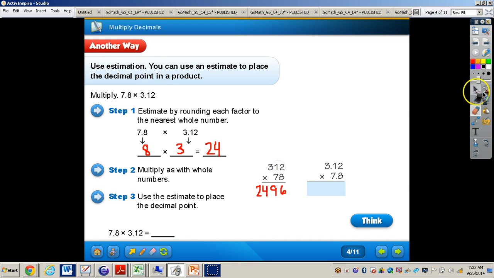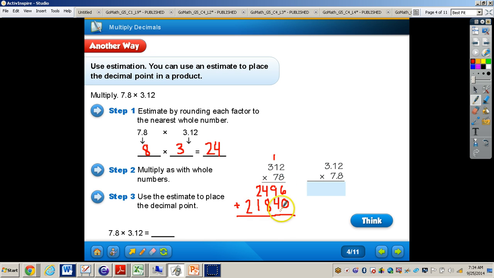Now we're going to multiply by that 7, which is actually represented as a 70. 7 times 2 is 14. Put my 4 down, carry my 1. 7 times 1 is 7, plus another 1 is 8. And 7 times 3 is 21. It's very important that you just know these basic facts very quickly.